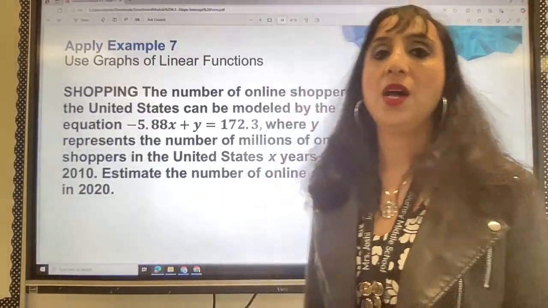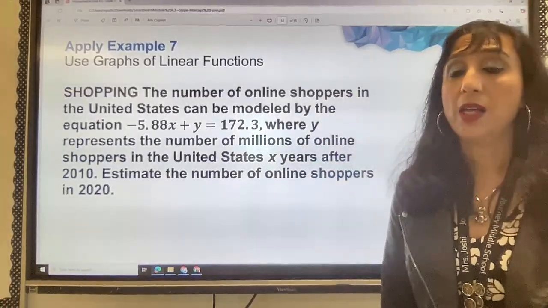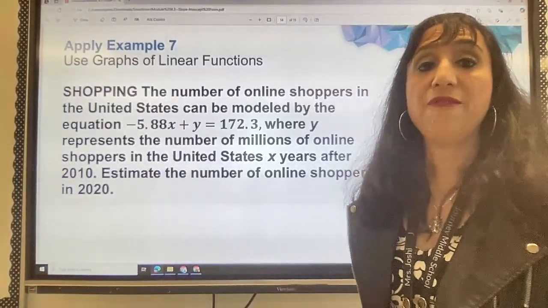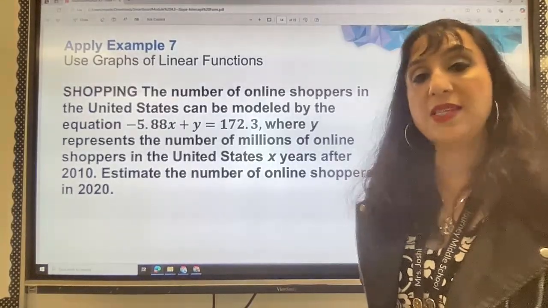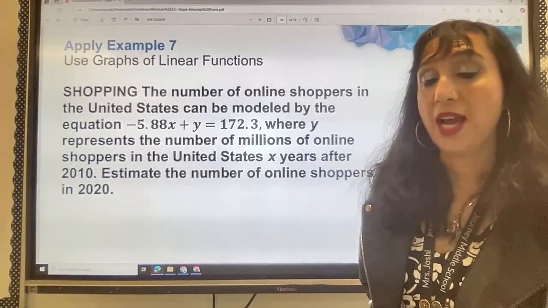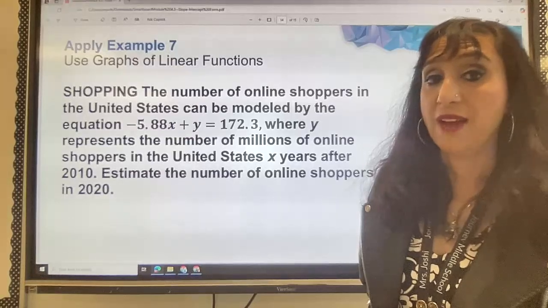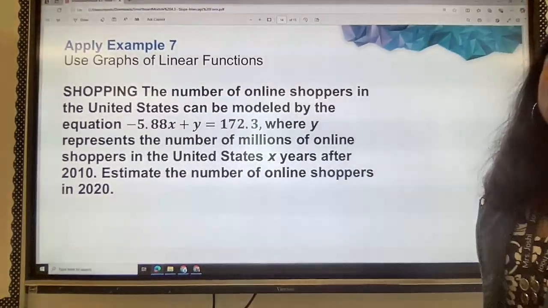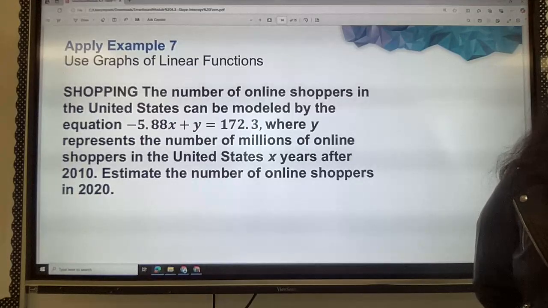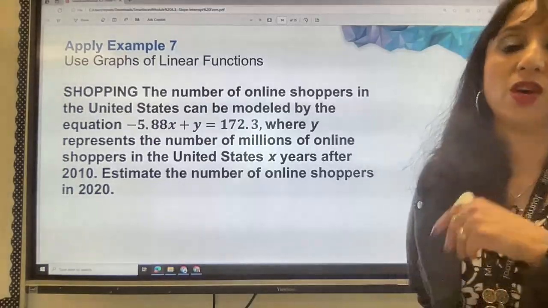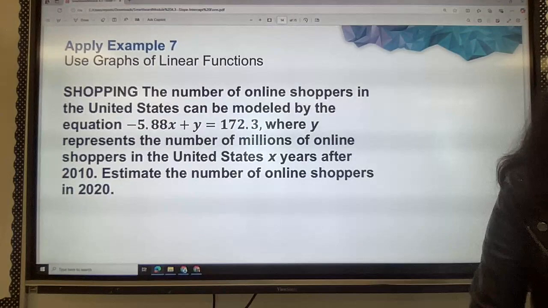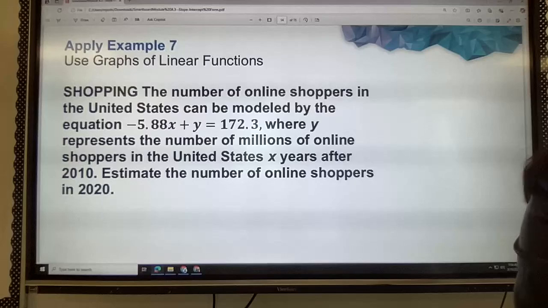So let's look at this question. It's talking about shopping. The number of online shoppers in the United States can be modeled by the equation -5 and 8800x plus y is equal to 172 and 3/10, where y represents the number of millions of online shoppers in the United States x years after 2010. Estimate the number of online shoppers in 2020. So when I'm looking at this, I need to find the number of people who shop online in 2020, and that's what it's talking about. And I can graph the given function, and then I can figure out from the graph how many people will be shopping online in 2020.